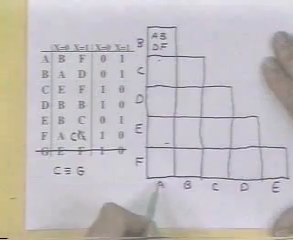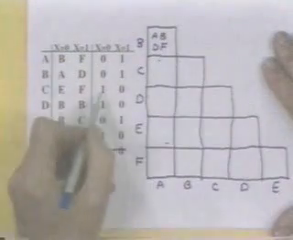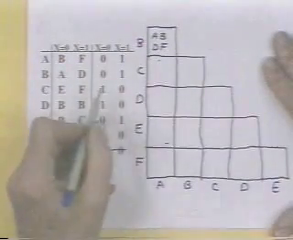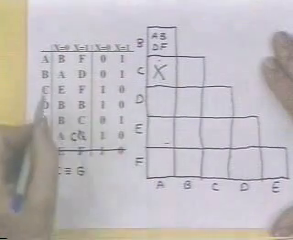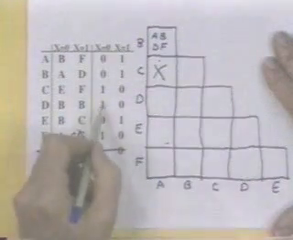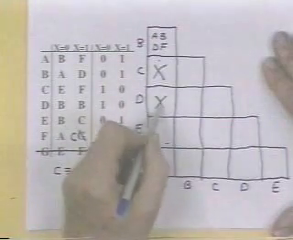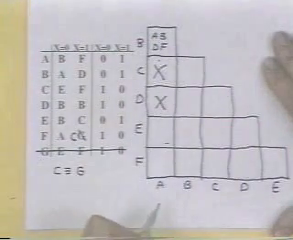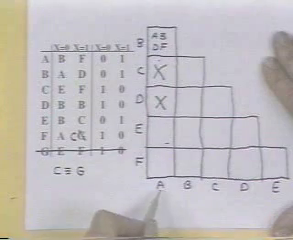Now, next pair is A and C. Looking at A and C, the outputs are different, so I'll put an X there. Next pair is A and D. Again, the outputs are different. I'll put an X there to indicate the states are not equivalent because the outputs are different.